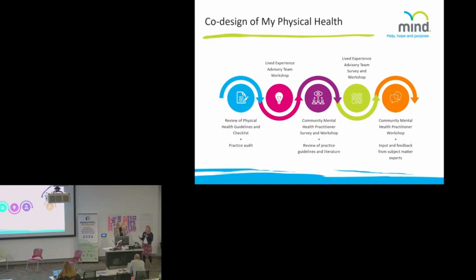So we went through a process of working with our lived experience advisory team to workshop what the issues were and what the priorities for designing a tool would be. Then we presented that information to our community mental health practitioners, and we did a survey and a workshop to gather their perspectives. And then we reviewed the current guidelines and literature just to see how the field had moved on since the original checklist was designed. Then we went back to the lived experience advisory team and we did another survey and a workshop to look at how we could bring together all of that information.